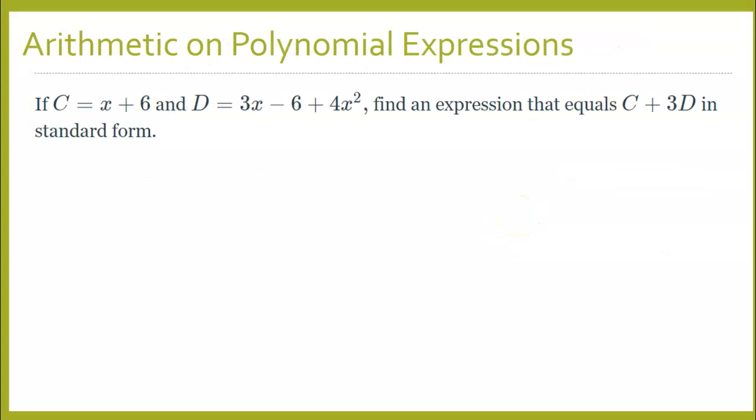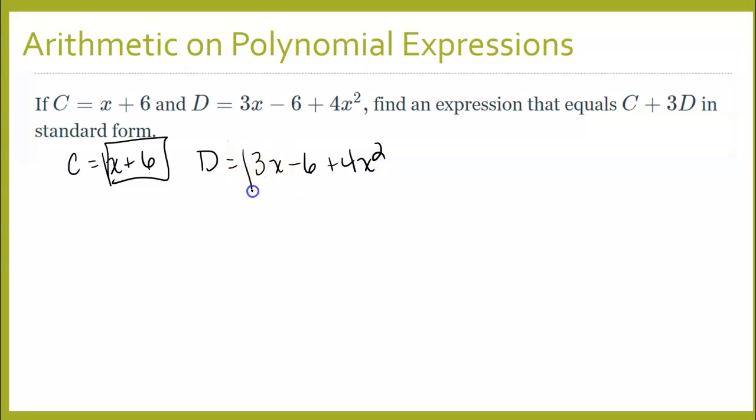Now, sometimes we'll be asked to perform some arithmetic on polynomial expressions. So what they're telling me is I have this function c equal to x plus 6. I don't know what c is, but it's equal to this thing. And I have d equal to 3x minus 6 plus 4x squared. So I don't know what d is, but it's equal to that thing. It's telling me to find c plus 3d. What that's saying is, use your order of operations, multiply 3 times whatever d is. That's what we're going to start with.